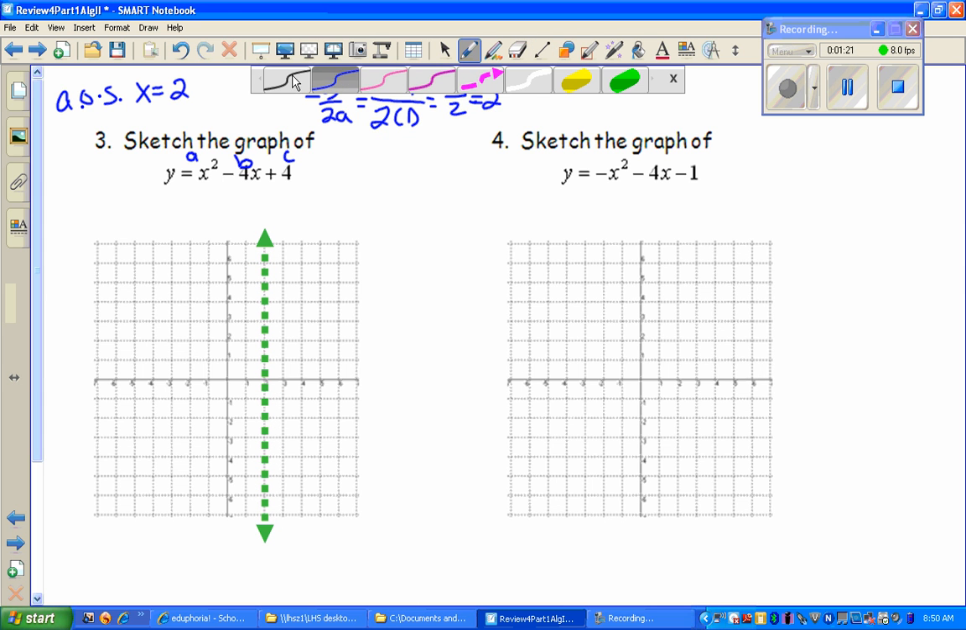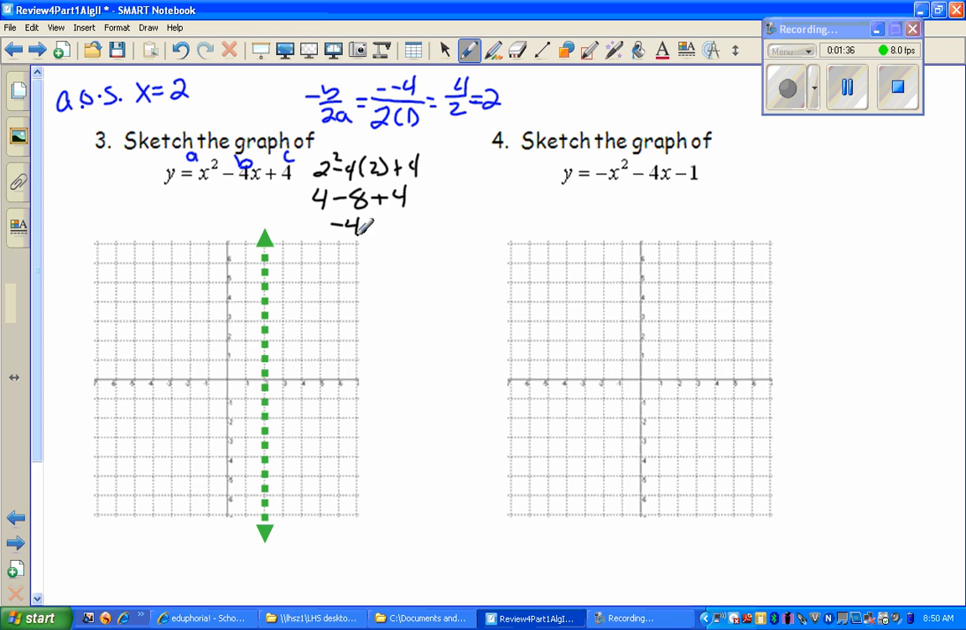So I need to plug the 2 into the equation for x. So 2 squared minus 4 times 2 plus 4. So 2 squared is 4, minus 4 times 2 is 8, plus 4. This would be negative 4 plus 4, which is 0. So the y value of the vertex is 0. So my vertex for this one is at 2, 0. So right here at 2, 0.